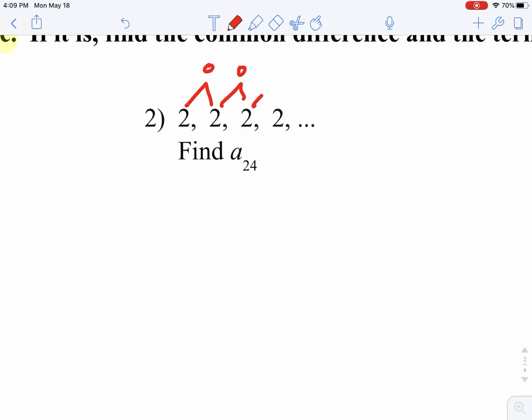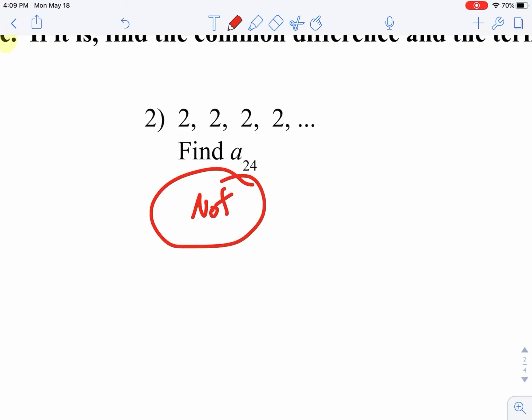These 2, you get 0. These 2, you get 0. And you'd say, oh, you get the same number every time. That must be an arithmetic sequence. Actually, it's not considered arithmetic. It's considered trivial. If you just repeat the same number over and over, there's nothing interesting about it. So if it is not an arithmetic sequence, and this is kind of a weird example, you just write "not" and move on. You don't have to do anything else.